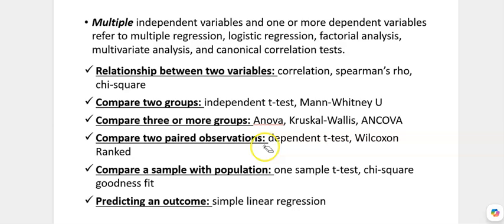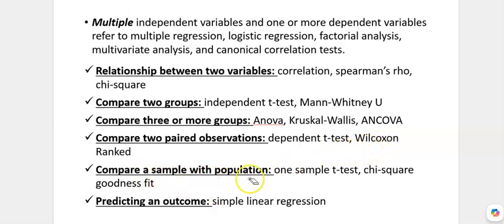So, for instance, one medication and one treatment that is used, and after that, how the people's symptoms change before and after. So that is a very good example of the dependent test. And then if your assumption is not met, the Wilcoxon signed-rank test is used. This is the different version of the dependent test that is non-parametric.